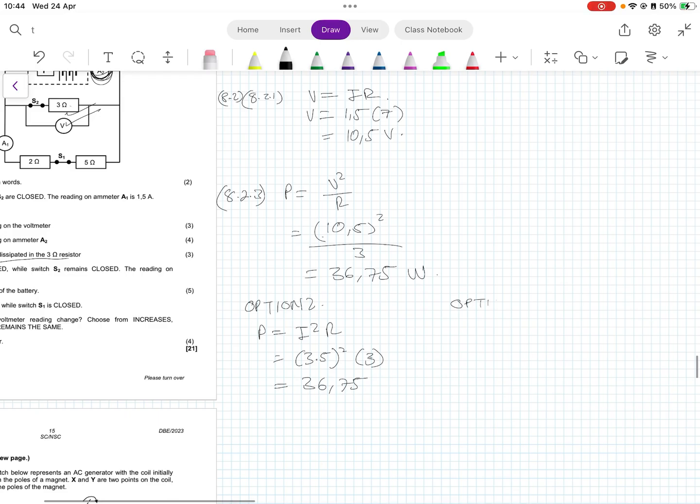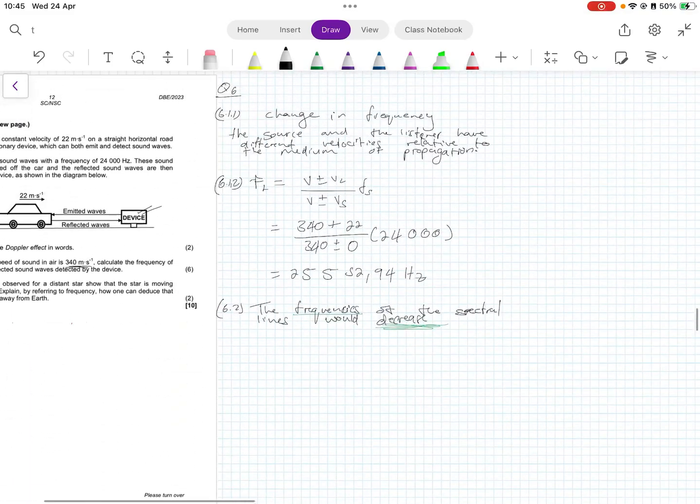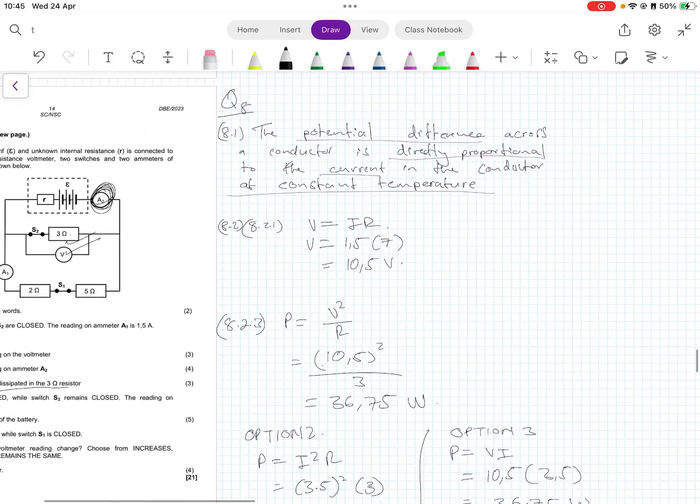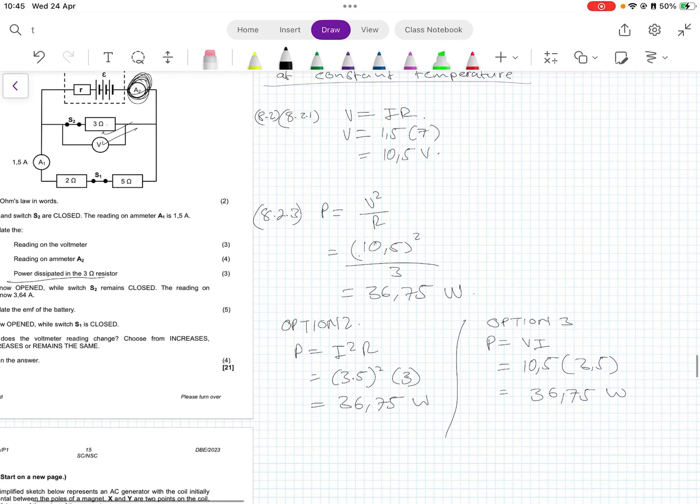And finally, option 3, power is equal to the product of the potential difference with the current. We know our potential difference is 10.5 and our current is 3.5. That gives us 36.75 watts. Please always remember to input your units. I noticed that in some of my calculations I may have forgotten to input my units, so please don't make that mistake. You will lose marks. That's 8.2.3.